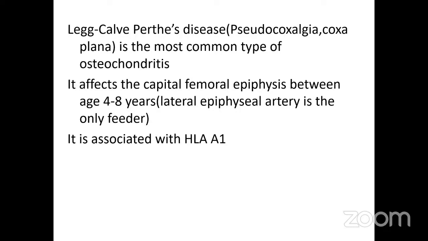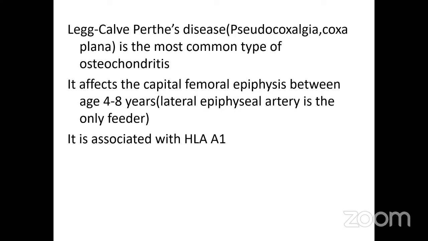So what happens after 8 years? Another vessel will start growing through the ligamentum teres. That is nothing but the medial epiphyseal artery, or otherwise called the artery of the ligamentum teres. That appears, say, after 8 years. And in the black population, the artery of the ligamentum teres, or the medial epiphyseal artery, actually comes a little bit earlier than in other populations. So it may even appear at 7 years.